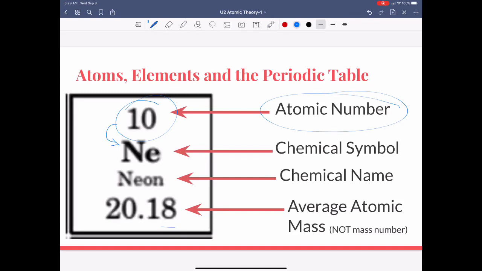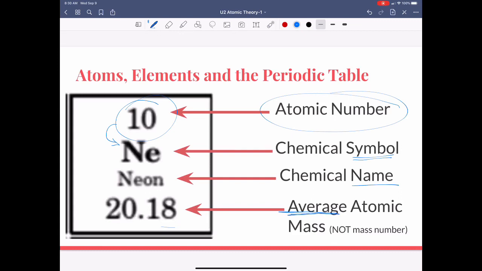Then you have your chemical symbol, which is just the abbreviation for your element, and then you have your chemical name. Some periodic tables will take a shortcut so that they can save some space and they don't write out the name for you, and you would just have the symbol. All right, but the one you have in front of you has your name and symbol while you're getting familiar with those atoms. And then at the bottom, this is your average atomic mass.